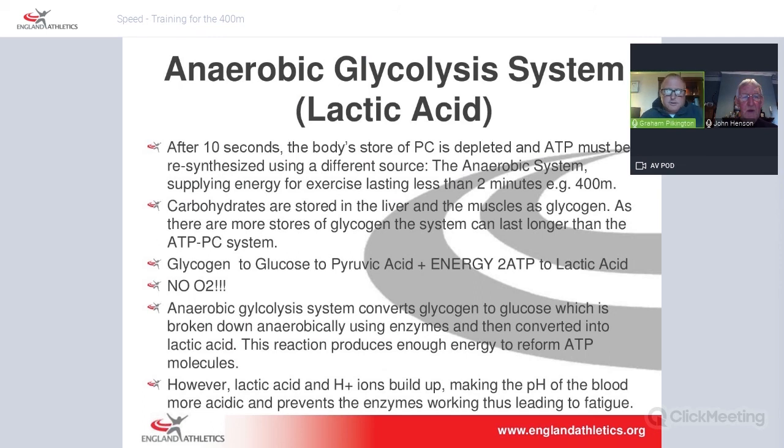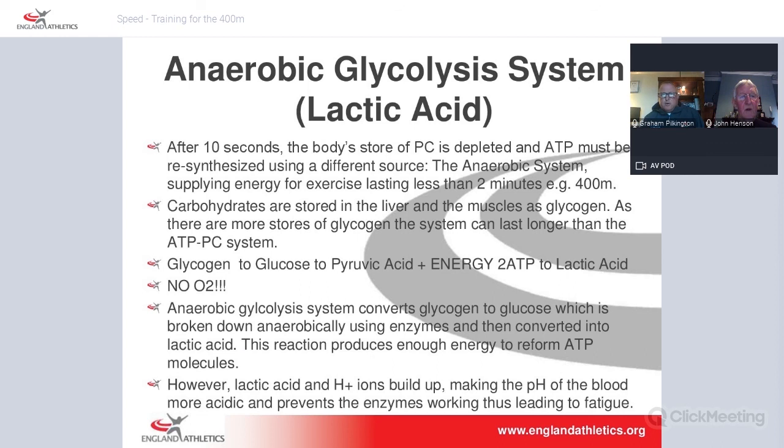The anaerobic glycolysis system is basically the stuff that produces lactic acid. So roughly, as John said, after 10 seconds, the body's store of creatine phosphate is depleted, and ATP must be resynthesized using a different source. The anaerobic system basically comes from the carbohydrates stored in the liver and the muscles as glycogen. There are much larger stores of glycogen in the body than there is creatine phosphate, so it can last longer.